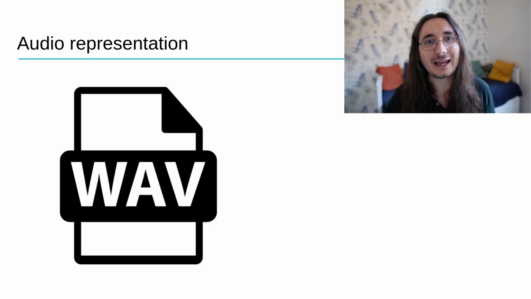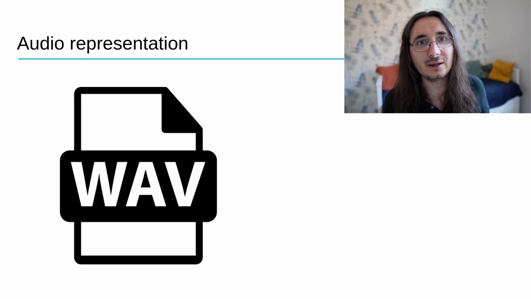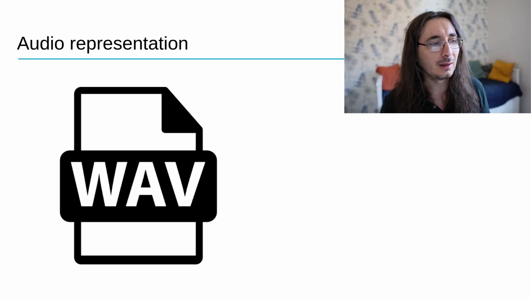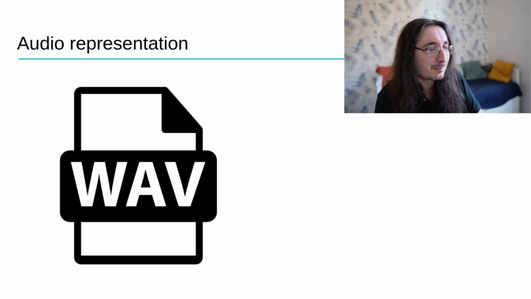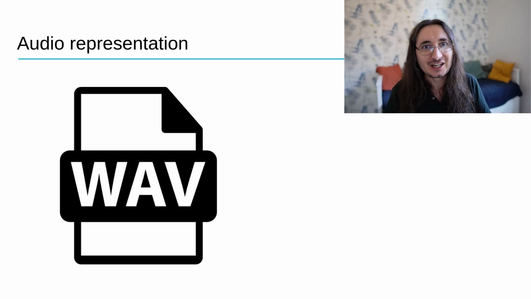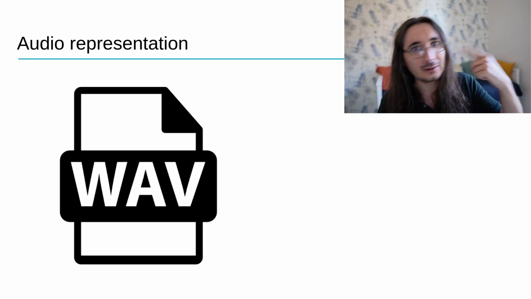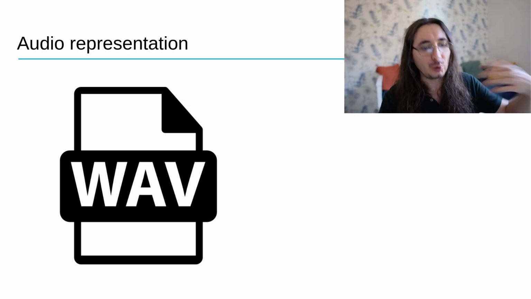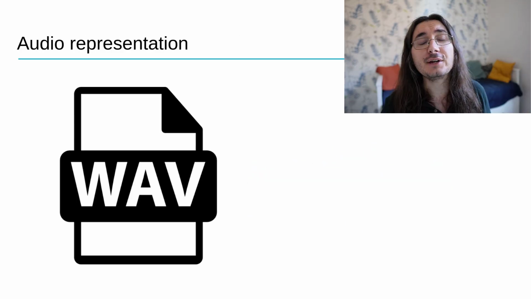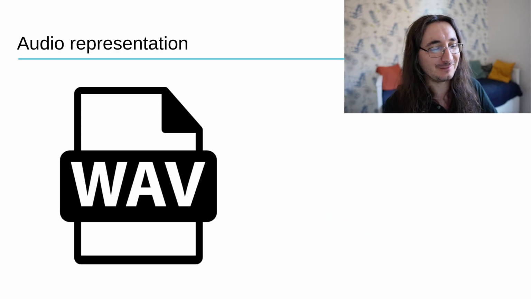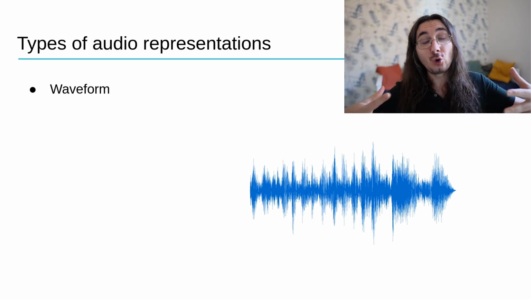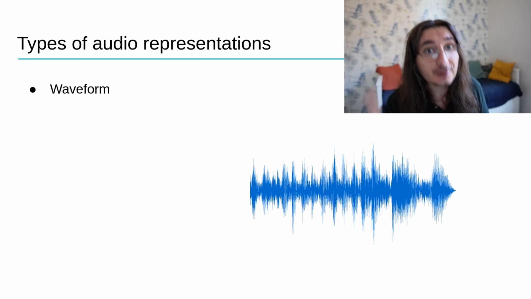Okay, we'll now take a look at the other side of the moon, that is audio representation. This is quite straightforward what it is, right? Audio representation is basically the content of the wave files that you listen to. That's an audio representation of music. There are different types of audio representations. The most important one, perhaps, is the waveform itself, but we have others.